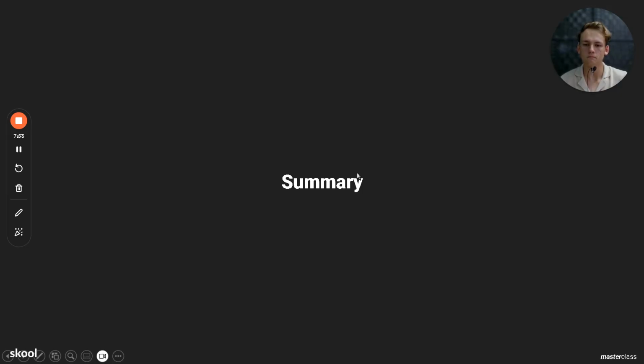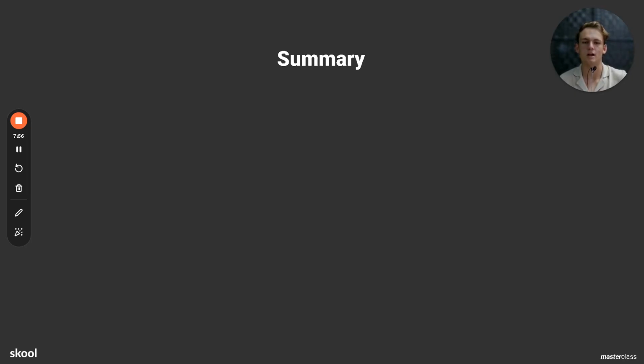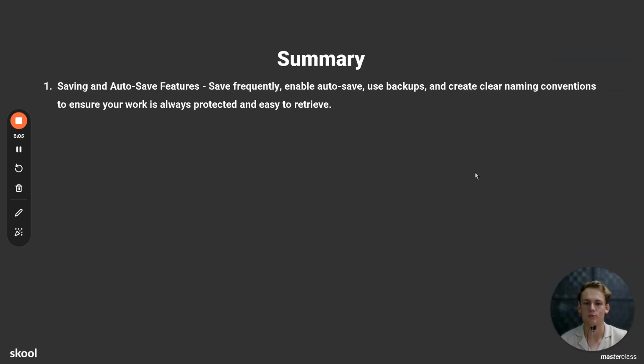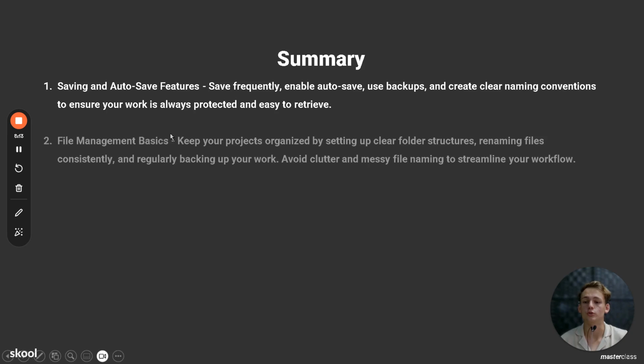Right. Next is the summary, because we're so good. Look at that, 8 minutes. You and me are goats, so this is why it is so easy. So the saving and autosave features: save frequently, enable autosave, use backups, and create clear naming conventions to ensure your work is always protected and easy to retrieve. And then file management basics. So keep your projects organized by setting up clear folder structures, renaming files consistently, and regularly backing up your work. Avoid clutter and messy file naming to streamline your workflow.